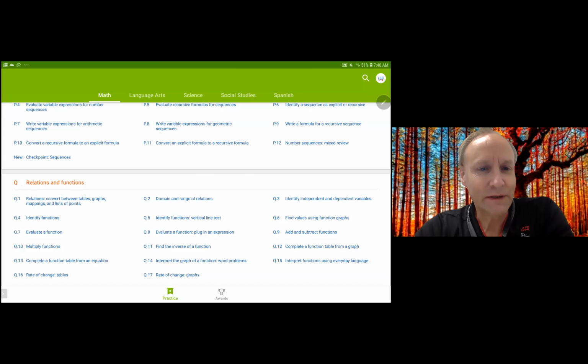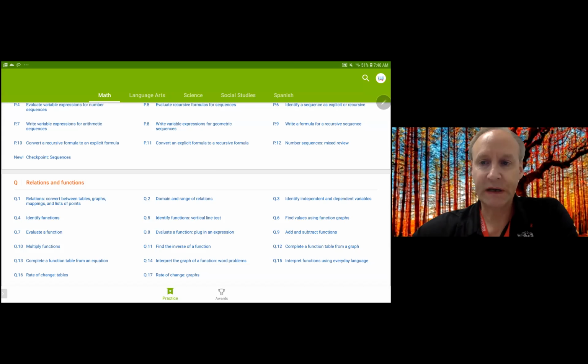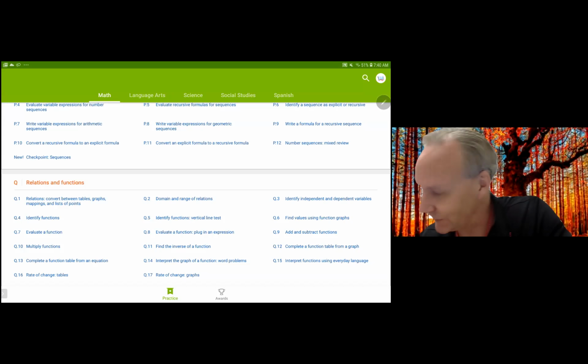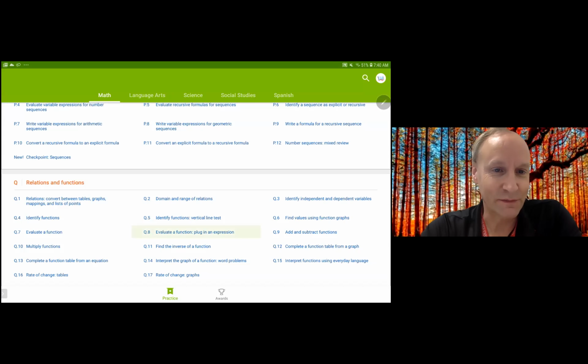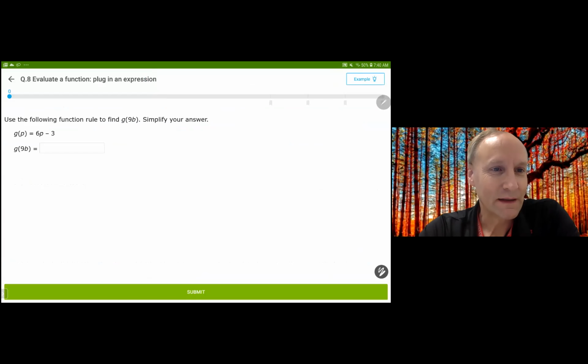Hi, everybody. We're going to be doing Q.8, which is evaluate a function, plug in an expression. Now, I suspect that this is about composition of functions, but we'll take a look. I haven't done the preview, so it'll be a surprise. Let's see how it looks. Sure enough, composition of functions.